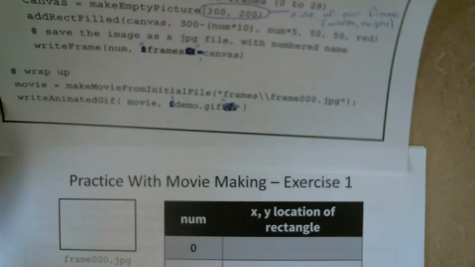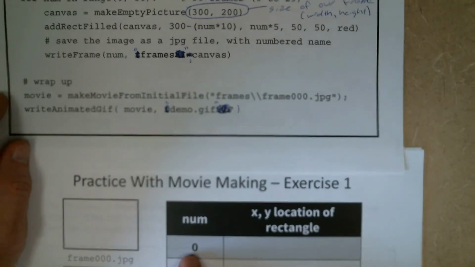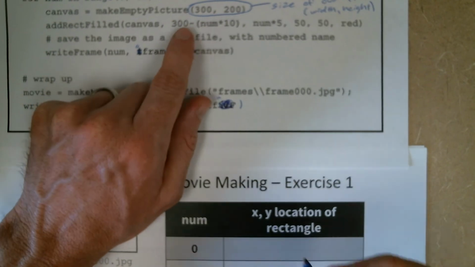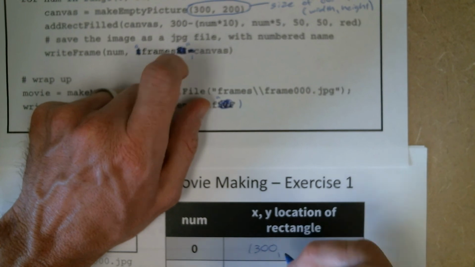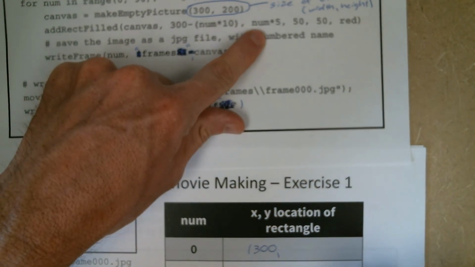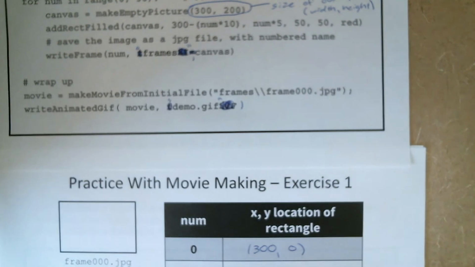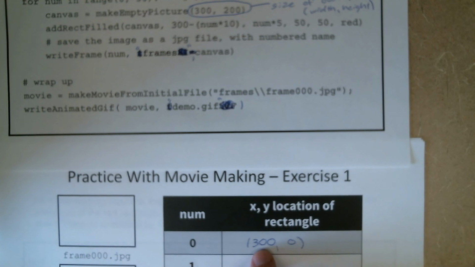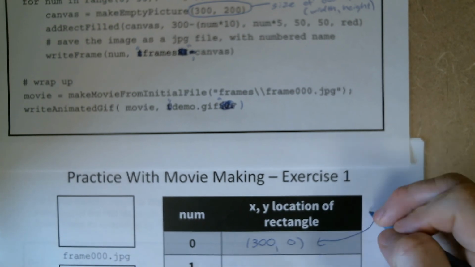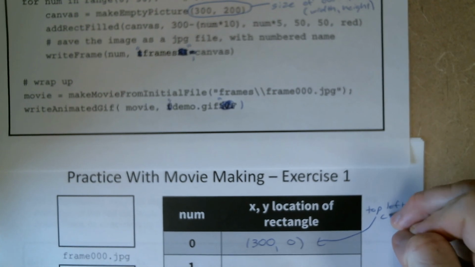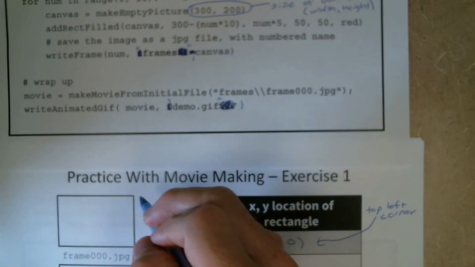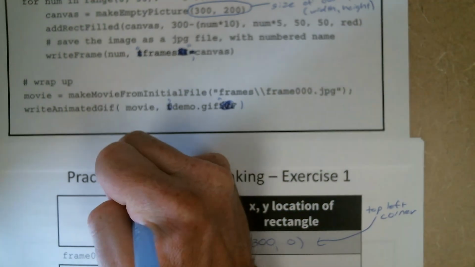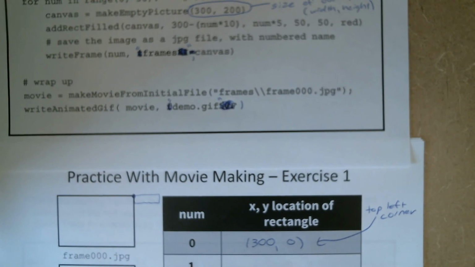Okay, so when num is 0, if we plug num 0 in here, it's going to be 300 minus 0 times 10, which means it's just going to be 300. And this one is going to be num times 5, which is going to be 0. So it's going to draw the rectangle at 300, comma 0. Now remember, this is the top left corner. So when we start, we're going to be drawing the rectangle, but it's actually going to be outside of our field of vision because we're drawing it at the right edge of the picture.